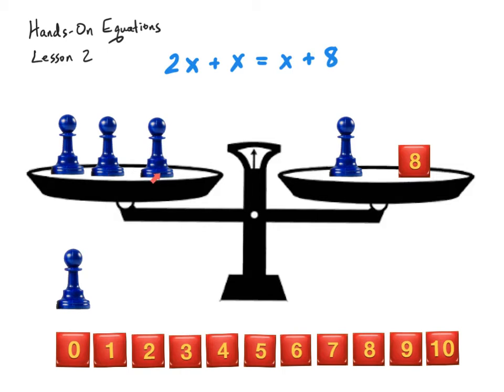4 plus 4 plus 4, that's 12. 4 plus 8, that is also 12. So you'd find out that x has a value of 4. You then would perform the check, just like you did in lesson 1, and you'd say, okay, 4 plus 4 plus 4, that's 12. 4 plus 8, that's also 12. 12 on the left, 12 on the right. I know that those are equal, so this is a true equation when x equals 4.